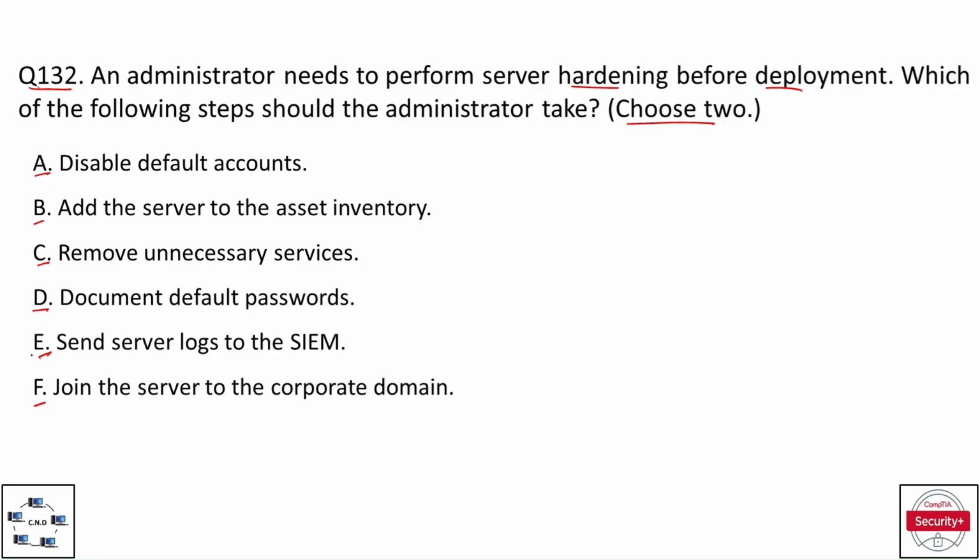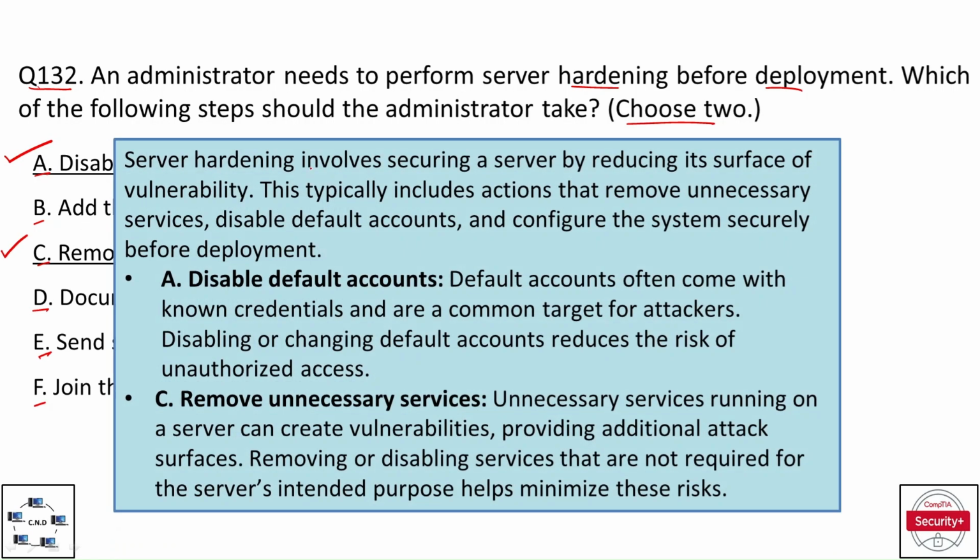And the correct options are option A, disable default accounts, and option C, remove unnecessary services. So server hardening involves securing a server by reducing its surface of vulnerability. This typically includes actions such as disabling unnecessary services, disabling default accounts, and configuring the system securely before deployment.